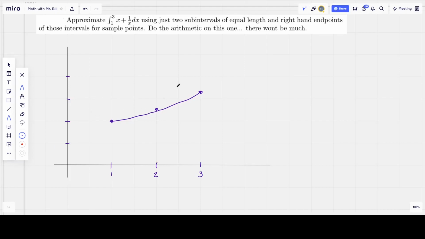Okay, so now we need to draw rectangles on this curve, and we're going to be using the right endpoint for each interval. And we're going to be separating this into two subintervals. So the natural subintervals here are from 1 to 2 and from 2 to 3. And the height of my rectangle is going to be taken from the right endpoint of each subinterval. So from 1 to 2, I'm going to be using 2 to give me my height. And then from 2 to 3, I'll be using 3 to give me my height.